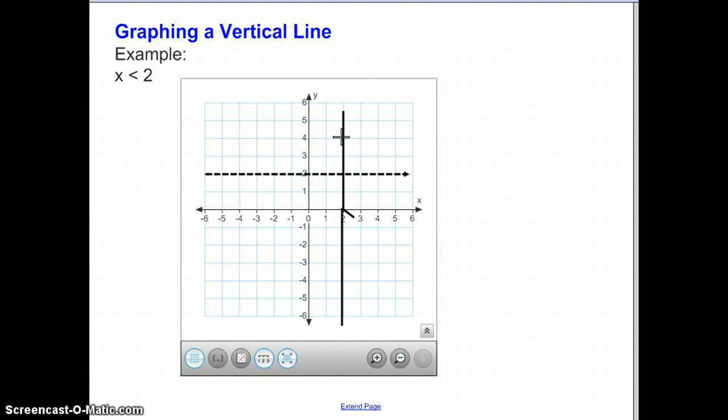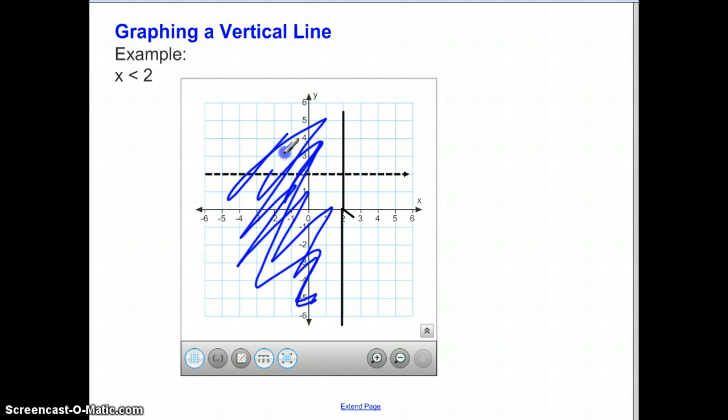And because x is less than 2, we have to decide what side of the line we're going to shade on. Test a point. Does 0, 0 work? Is 0 less than 2? It is. So we're going to get our pen that's a color, and we're going to shade all to the left of this, because where the 0 is actually works here.